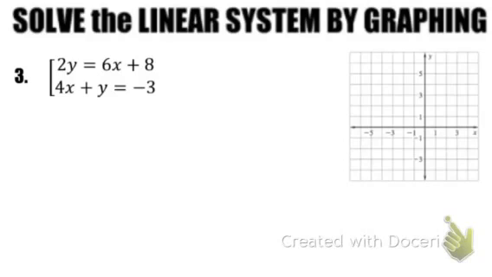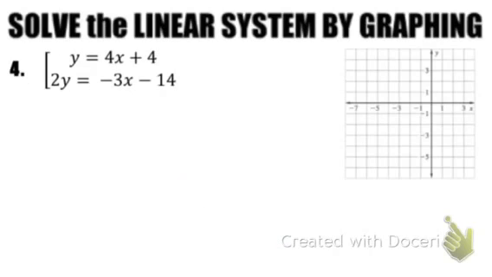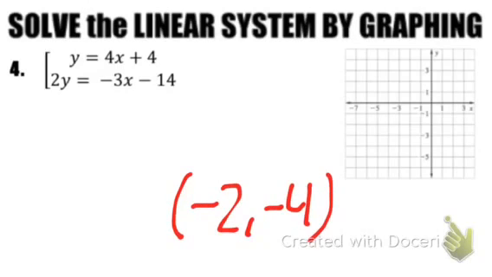Alright, so the next 2 You Try Nows are 3 and 4. I'm just going to give you the answer. I expect you to understand how to solve each of these systems by graphing. So I'll just give you the answer real quick. You should get negative 1, 1. And then for number 4, you should get negative 2, negative 4.